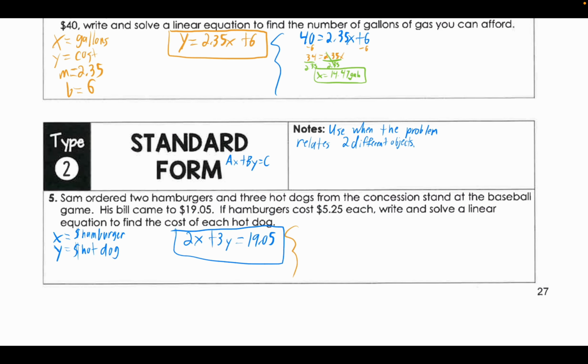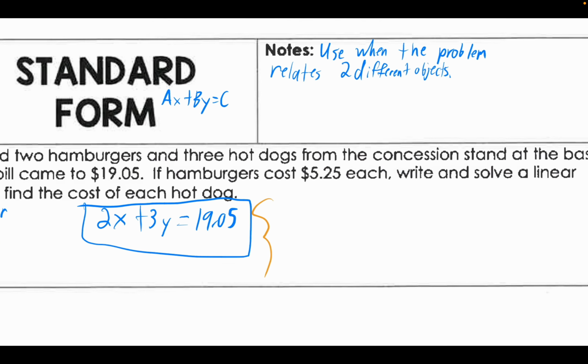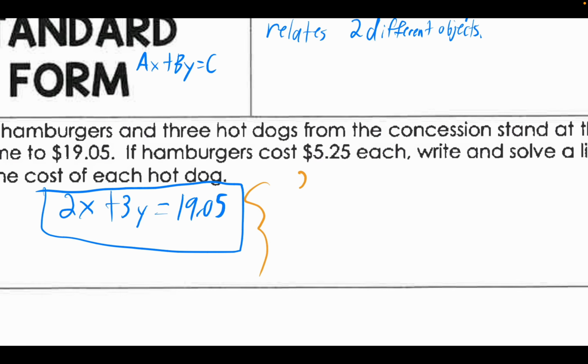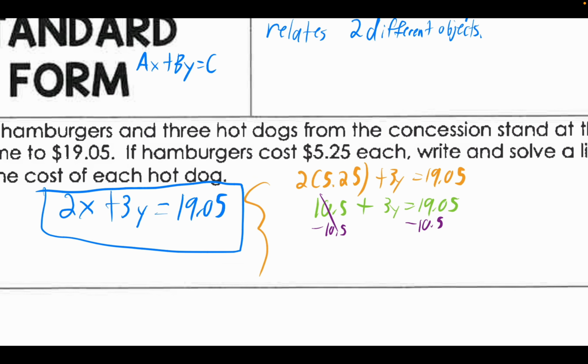Then we're told in our third and final sentence, if hamburgers cost $5.25 each, write and solve the equation to find the cost of the hot dog. So we're going to replace x for the hamburgers with $5.25. So it's going to be 2 times 5.25 plus 3y equals 19.05. So this ends up being $10.50 plus 3y equals 19.05. If I subtract both sides by 10.5, I get 3y equals 8.55.